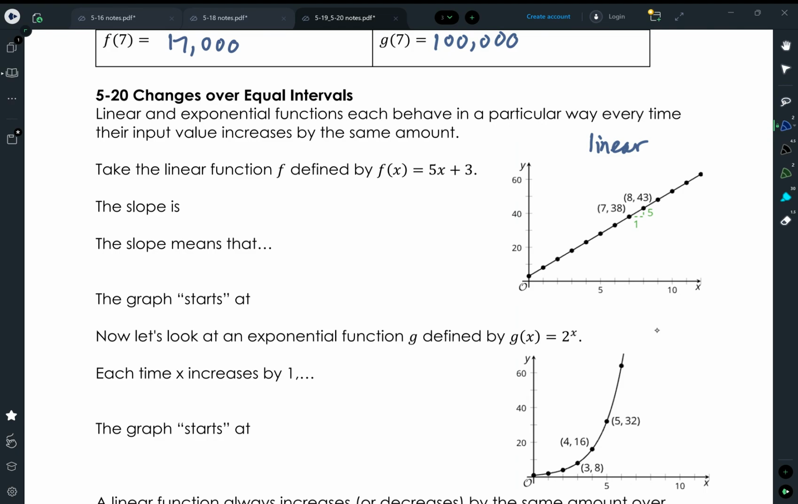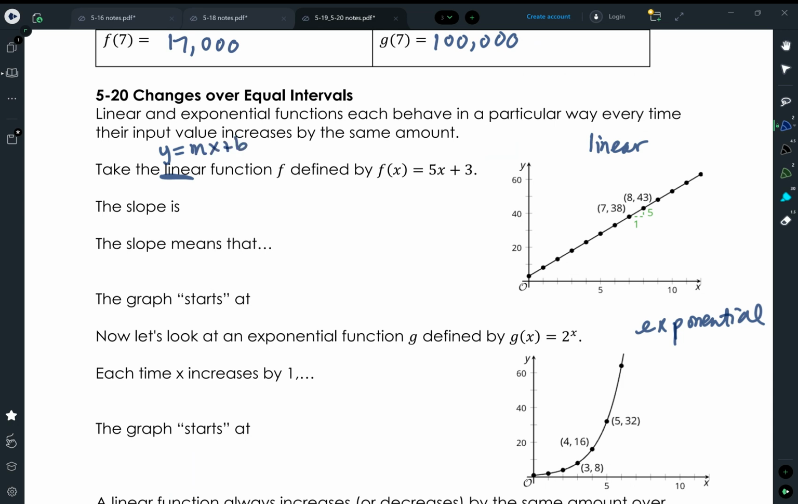And this looks a lot like the exponential functions that we've been working with as well. So let's read what this says. Linear and exponential functions each behave in a particular way every time their input value increases by the same amount. Take the linear function. So remember linear, I said like a straight line. Remember linear is y equals mx plus b.